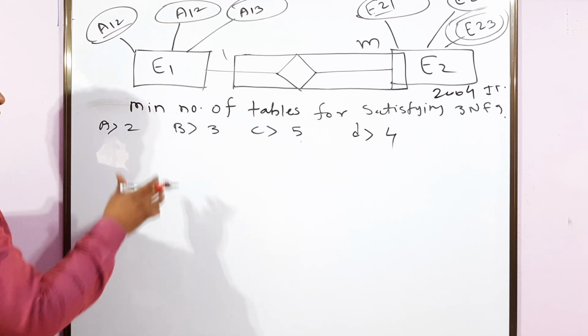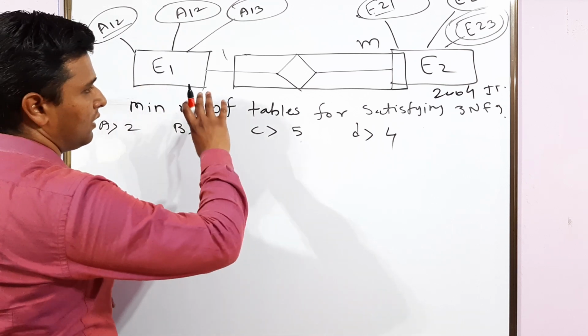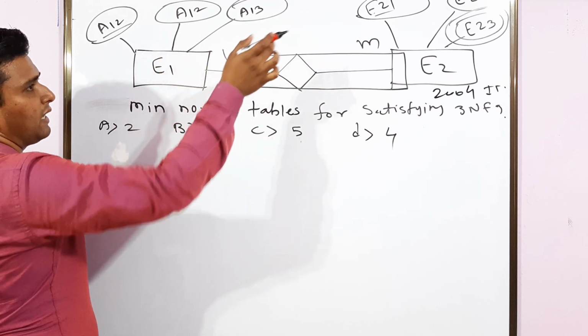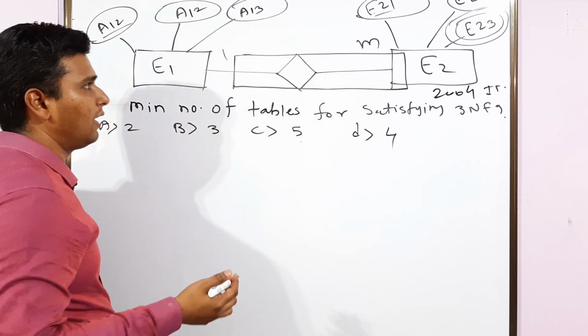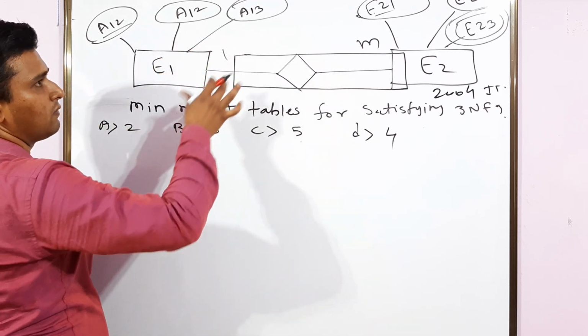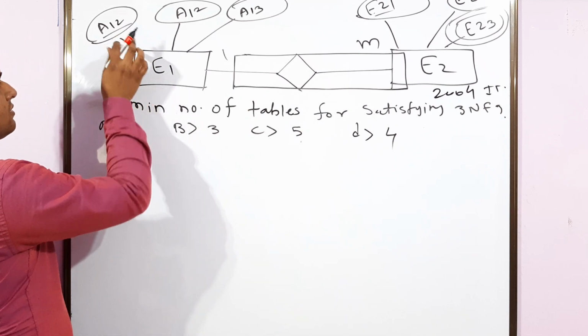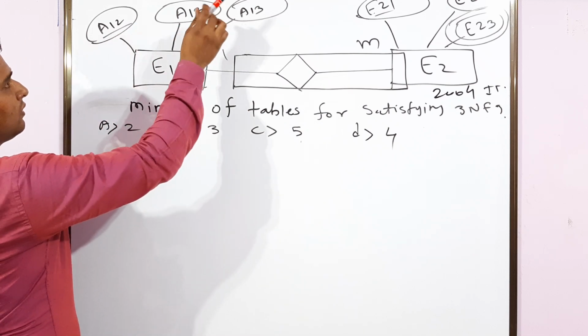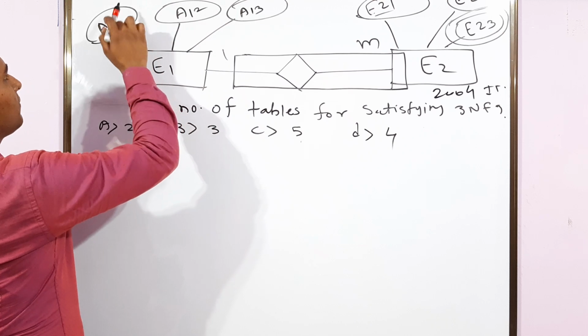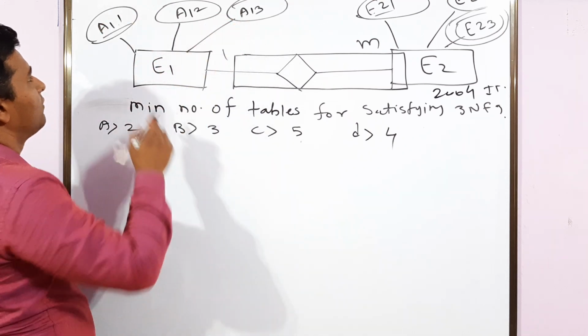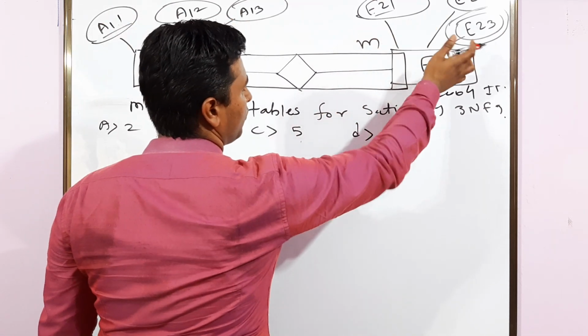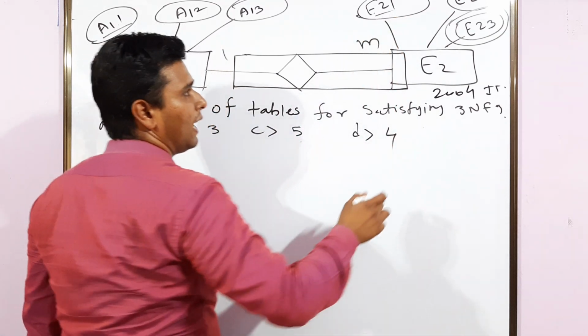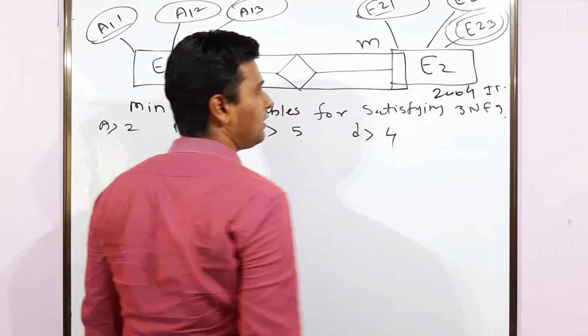I have drawn this diagram and plotted the attributes, but actually in the question they have given the statement in words, with all the attributes. So it is like this: E1 has A11, A12 and A13, where A11 is a key attribute. E2 has A21, A22 and A23, where A21 is a key attribute and A23 is a multi-valued attribute.